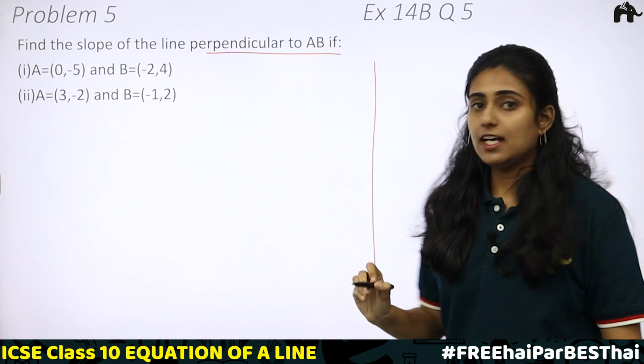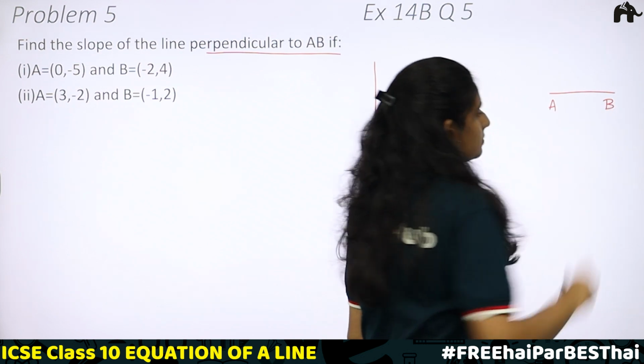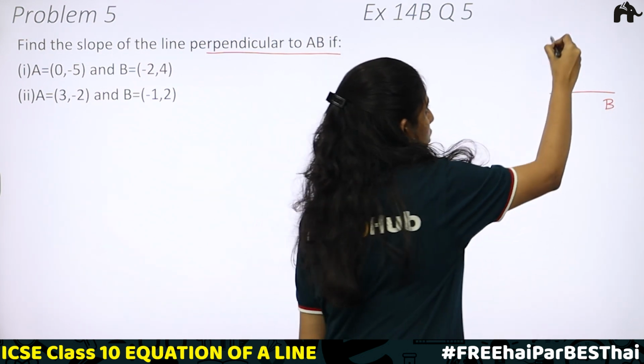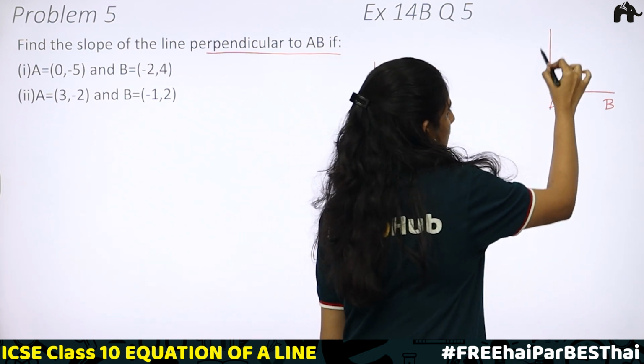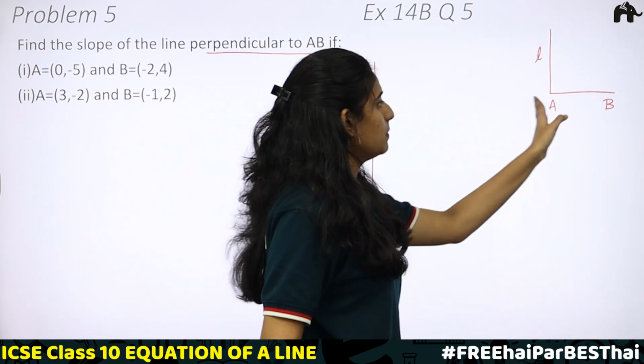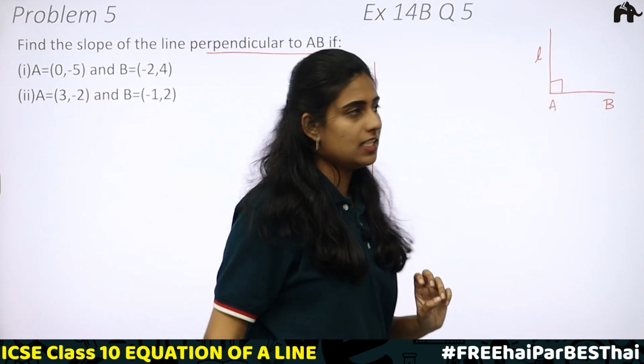Let us consider a line AB. This is line AB. A line that is perpendicular to AB. This is a line perpendicular to AB. Okay, we'll call it some L. This line L is perpendicular to AB. The angle between them will be 90 degree.